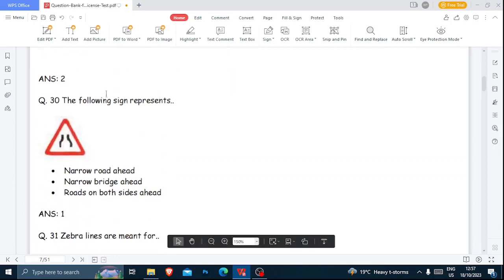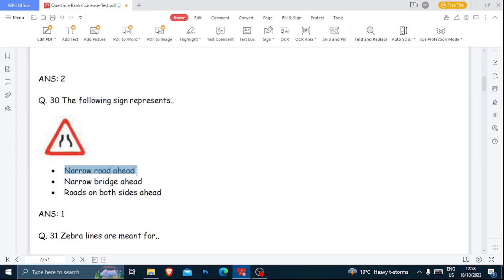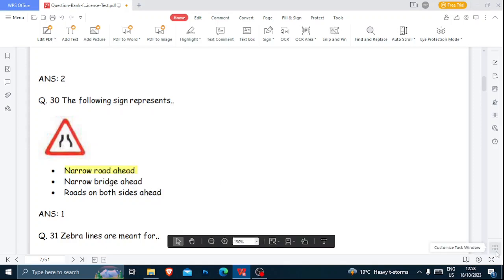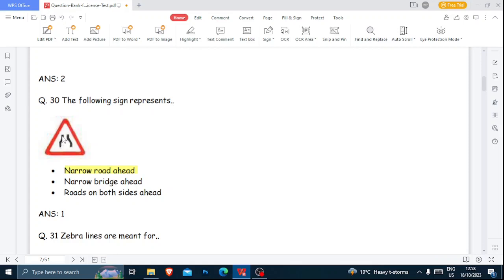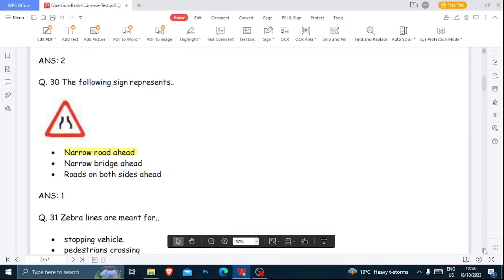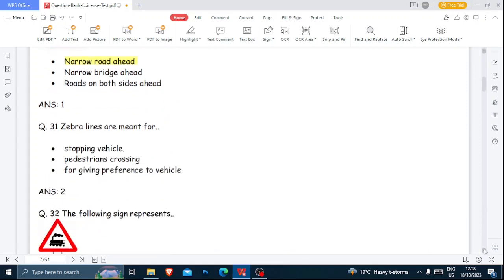Number 30. The following sign represents, is it road narrows ahead, or narrow bridge ahead, or roads on both sides? Now the correct answer here is road narrows ahead. As you can see, here is the road, so the road is kind of narrowing here on both sides. Now moving on to the next question, which is question number 31.